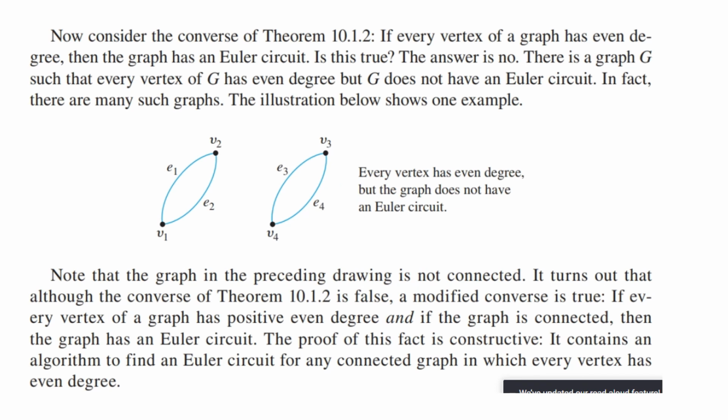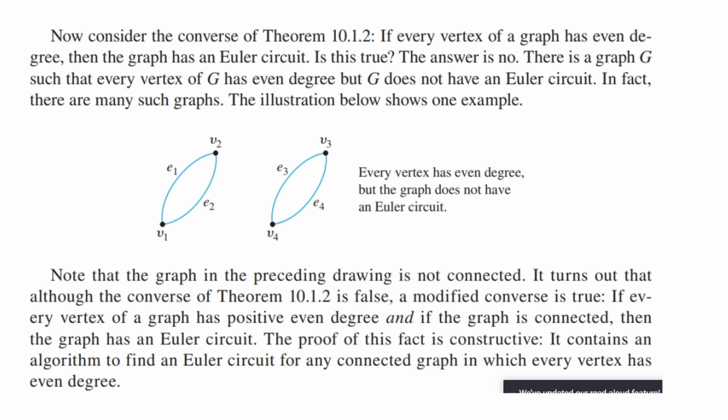Now, we could consider the converse of that. If every vertex has even degree, then does the graph have an Euler circuit? Is that true? And you might think about that, but the answer is no. There's a graph G such that every vertex has even degree, but G does not have an Euler circuit. In fact, there are many such graphs, and the graph below is one of them. Now, you might notice that that graph is not connected.